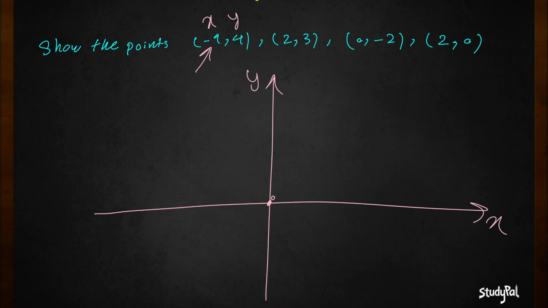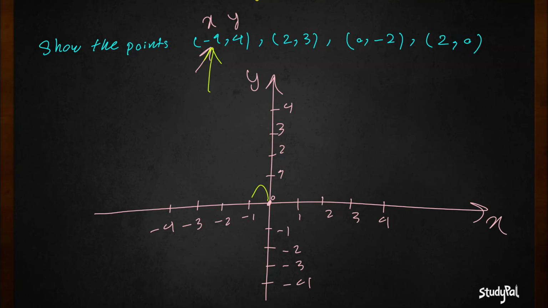So the first point is -1 and 4. So -1, -2, -3, -4, 1, 2, 3, 4, and again on the other axis. It says go 1 step in the X direction to the left, like this, and 4 above. So your location will be here. This is -1 and 4.